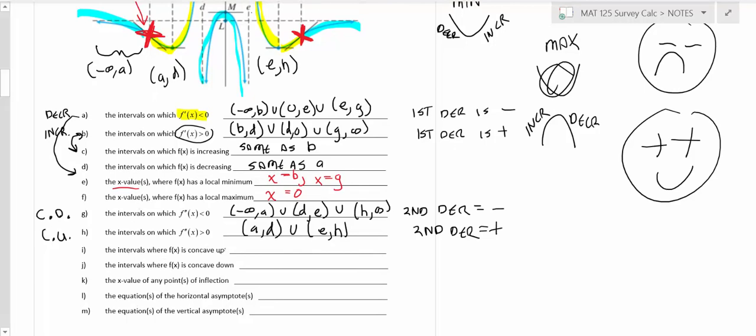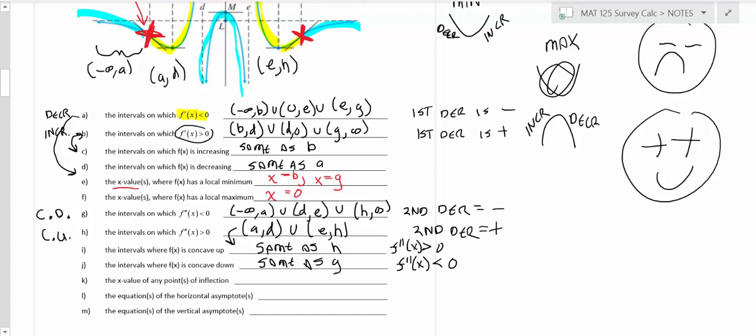So concave up is where the second derivative is positive. So that would be the same answer as you got on H. And you can just write same as H if you want to, or just rewrite it. And then concave down would be where the second derivative is negative. So that would be the same as G. Okay? So that's how it goes.